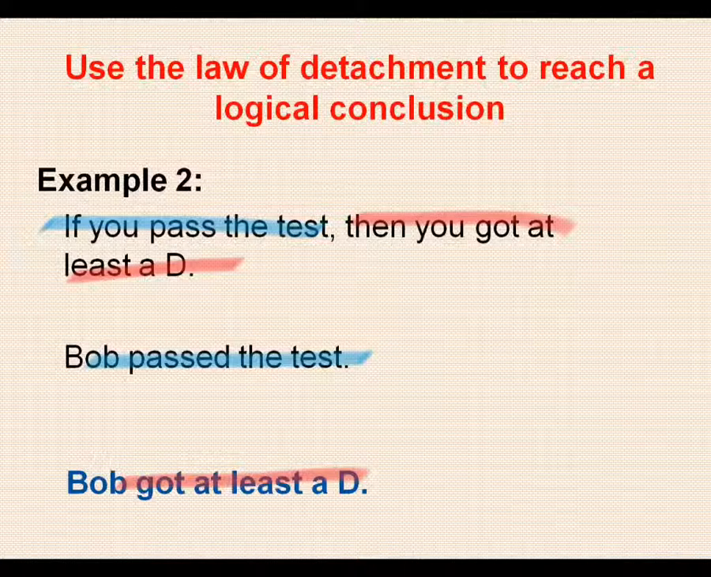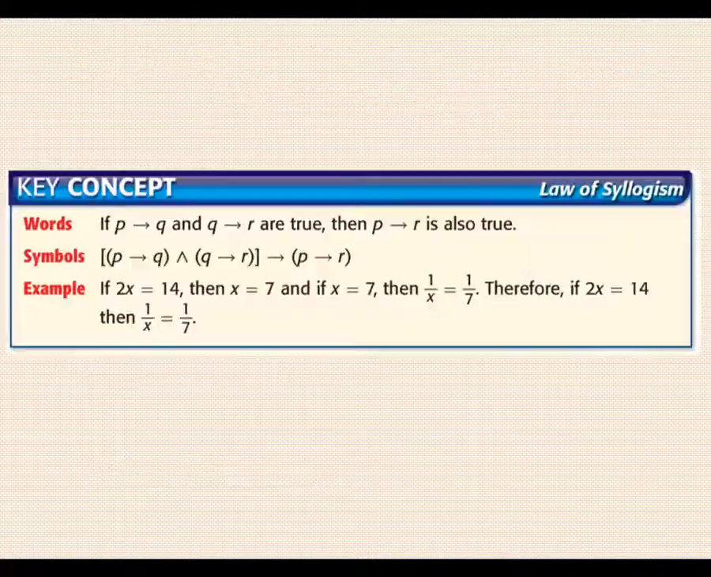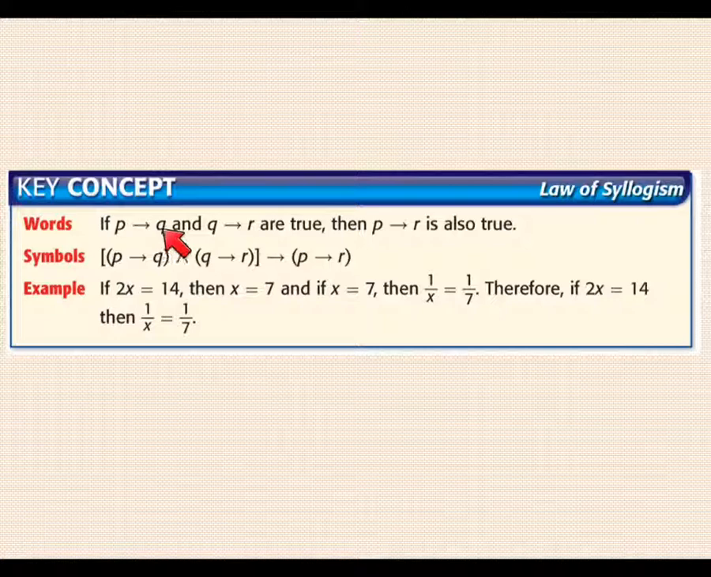The Law of Syllogism. Detachment uses two statements, while the Law of Syllogism uses three statements. It says if P then Q is true, and Q then R is true, then P then R is true. We're going to look at a different example first, but I have three statements, P, Q, and R. It's almost like the transitive property. Remember, the transitive property says if A and B are equal to each other, and B and C are equal to each other, then A and C are equal to each other. This is similar, but we're talking about statements and conditional statements. So I have three different statements to use for the Law of Syllogism.